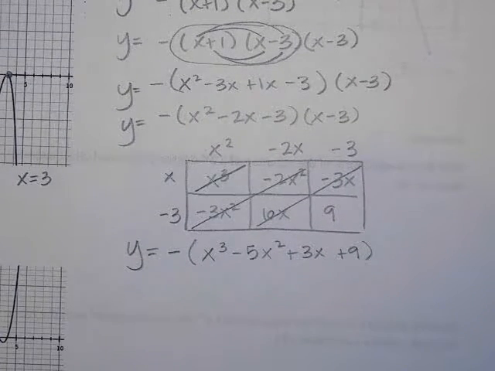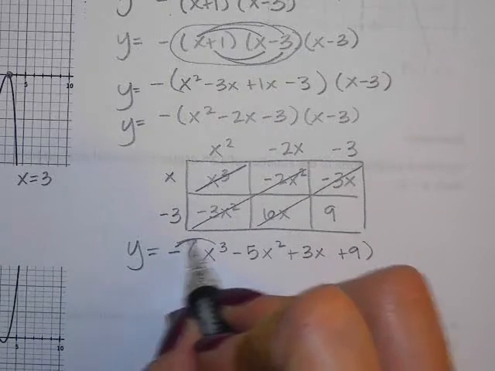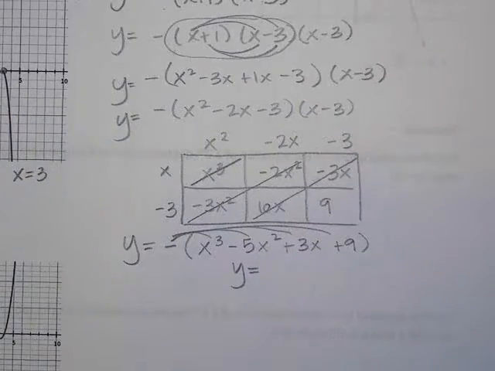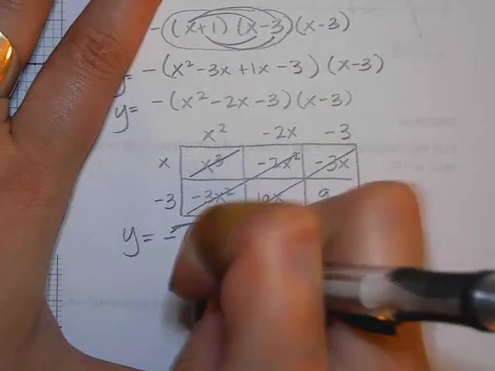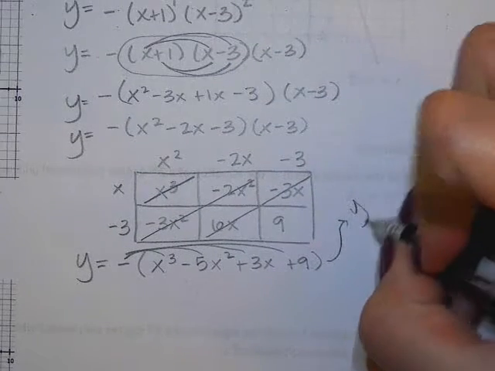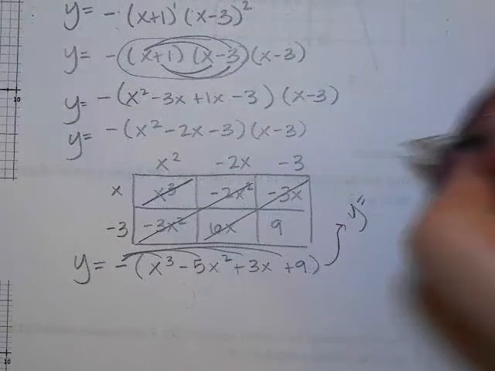And then what do I do with that negative? Distribute. So negative is going to change all the signs. So actually I'm going to write it up over here. So that means that y equals, and what do I have?